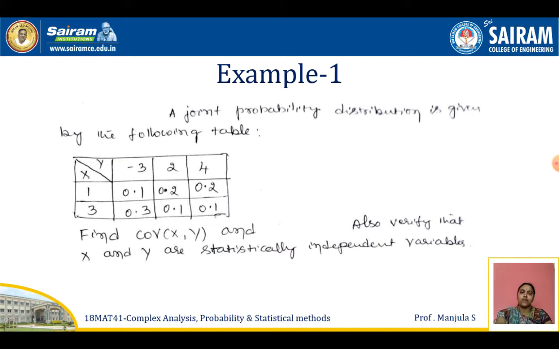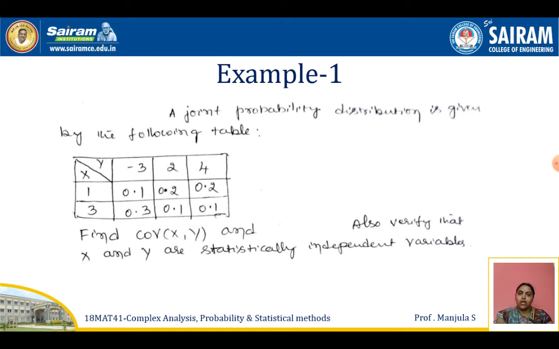Now we'll see the first problem. A joint probability distribution is given by the following table. In the question they have already given the table of x and y. The x values are 1, 2 and the y values are -3, 2, 4, along with the joint probability values, that is J11, 12, 13, 21, 22, 23. All these values are already given in the question itself.